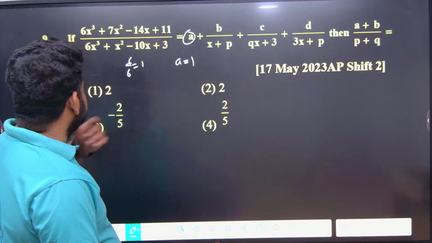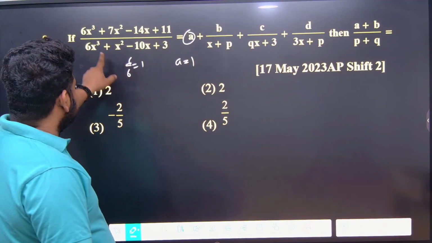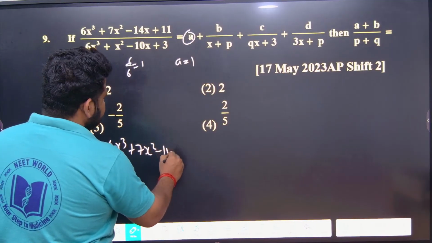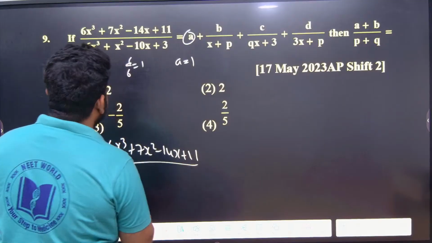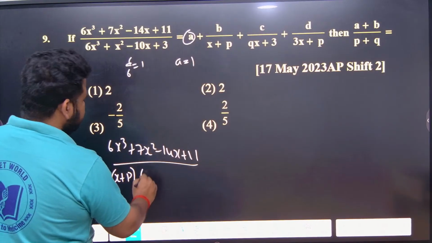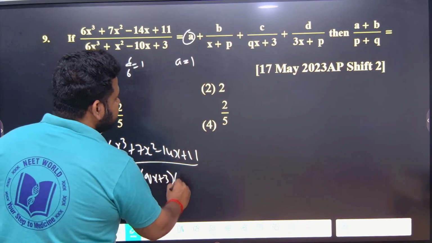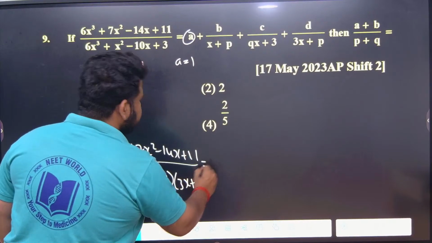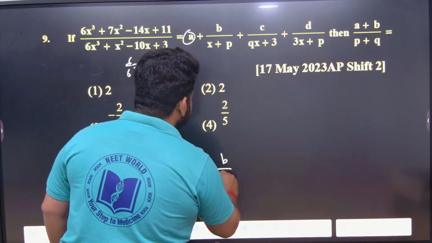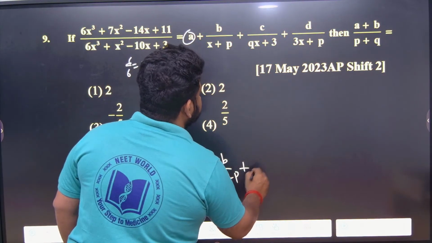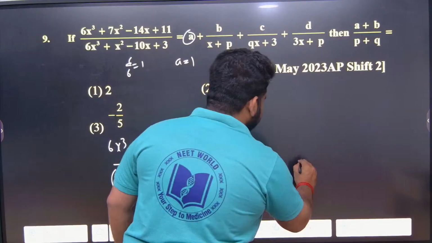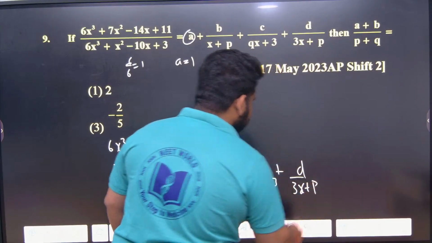So we can write this denominator as what? First, we are having numerator as 6x cube plus 7x square minus 14x plus 11, divided by x plus p, then qx plus 3, then 3x plus p. Just forget about a because we already got the value of a. This will become b by x plus p, plus c by qx plus 3, plus d by 3x plus p.